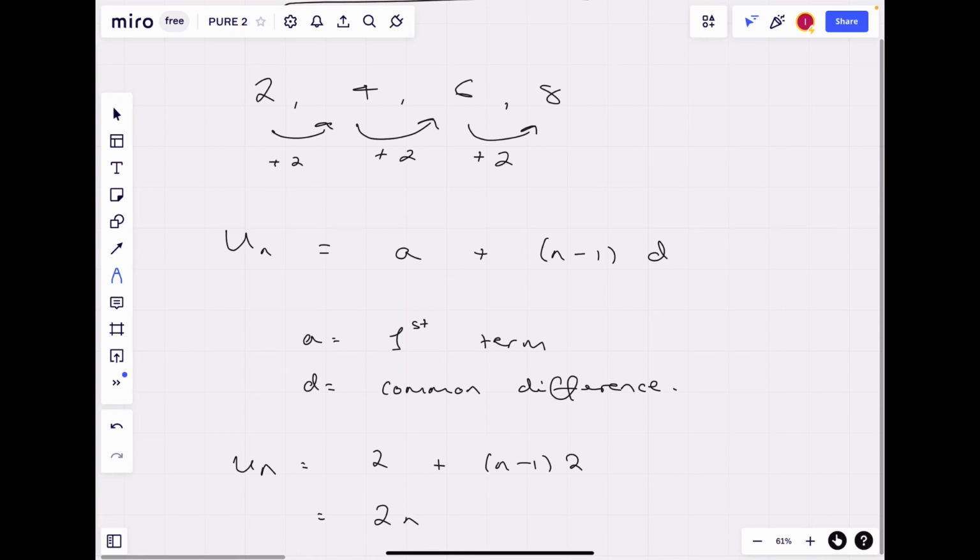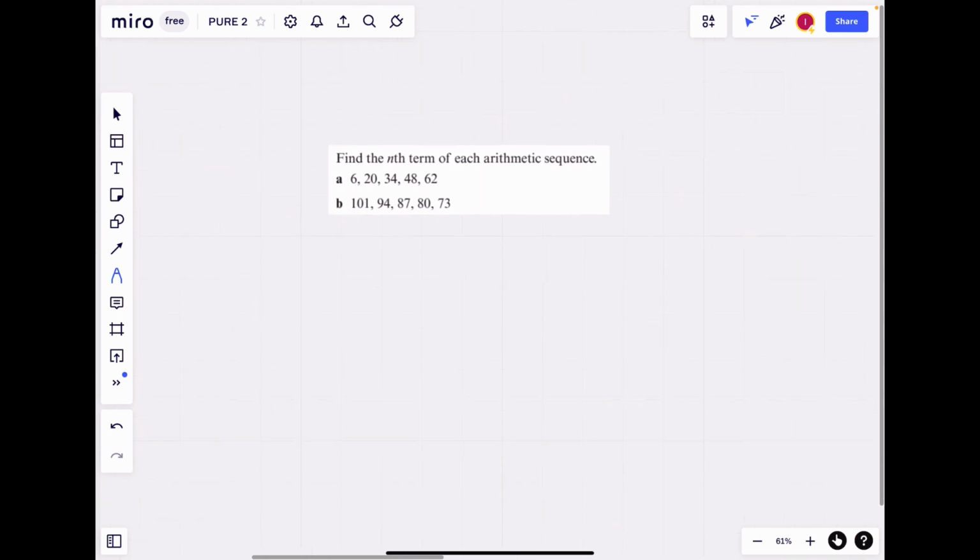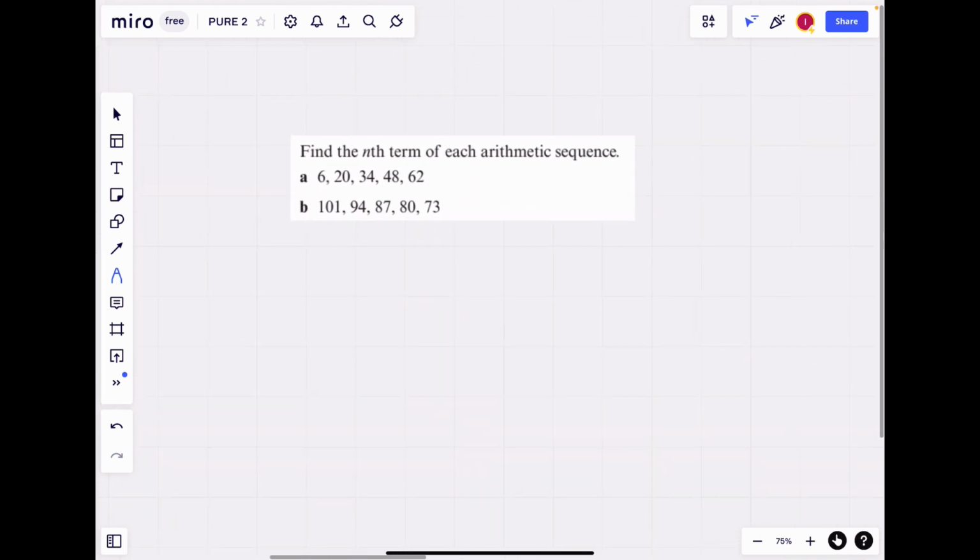Now, working with this formula, you're going to have something like this. Can you try those 2 questions for me, please?